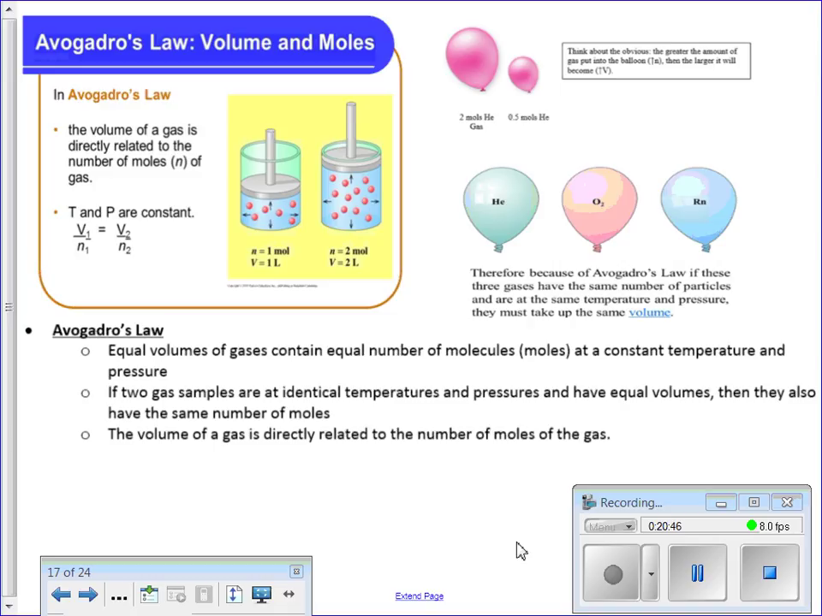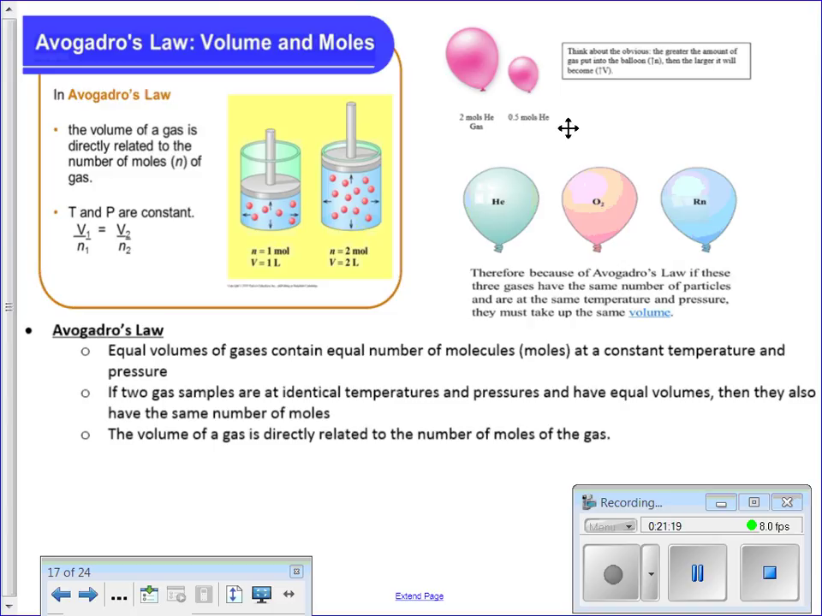Avogadro's law says that the volume of a gas, the amount of space it takes up, is directly related to the number of moles. So that means if I have 1 liter of volume, then I have 1 mole of a gas, for instance. If I were to double that volume to 2 liters, then I would double the number of moles to 2 moles. The more moles of gas you have, the more space the gas will take up.